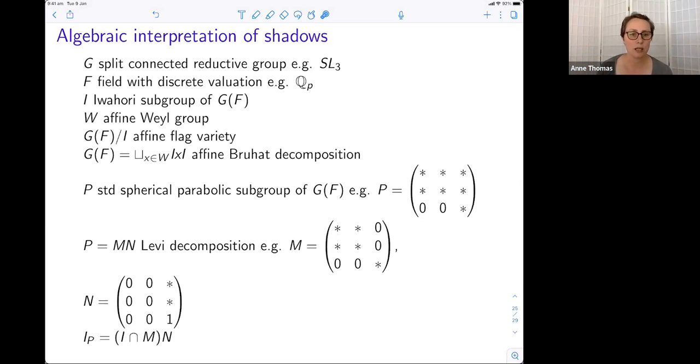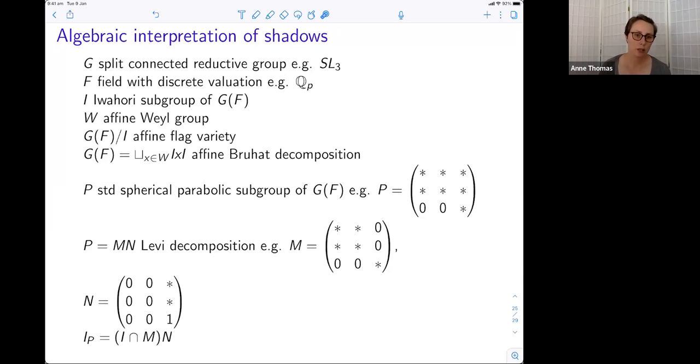We have something called the Iwahori subgroup of G of F. So you've probably heard of a Borel subgroup of SL3, that's the upper triangular matrices. And the Iwahori is a sort of affine analog of that, in a way I'm going to try and explain. So in this setting, you have associated to G of F what's called an affine Weyl group. So this is an irreducible affine Coxeter group. For SL3, it is the example we've been working with throughout, A2 tilde.